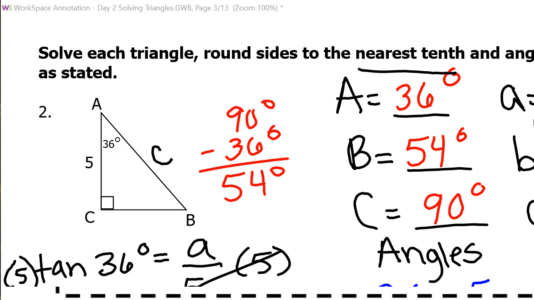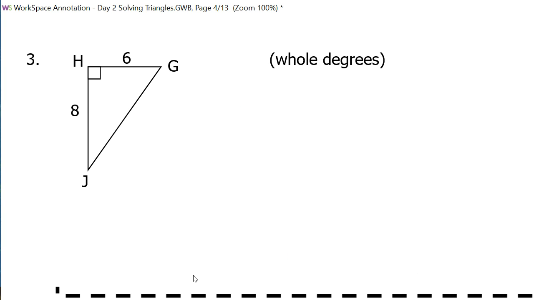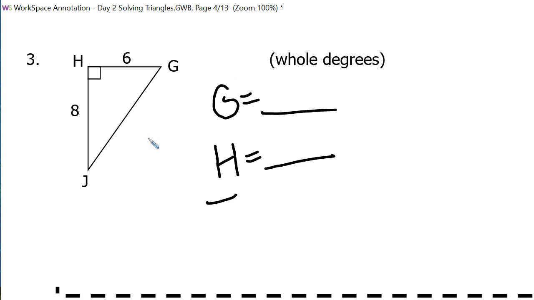So when you're solving these triangles, make sure you have answers for all three angles and all three sides, including the given information. Next one. Now this one says that we need to round our angles to the nearest degree. So again, we're not using A, B, and C this time. We're using G, H, and J. So I'm going to write my answers alphabetically. So these three capital letters represent the angle, and over here to the side, the lowercase letters represent the side length.